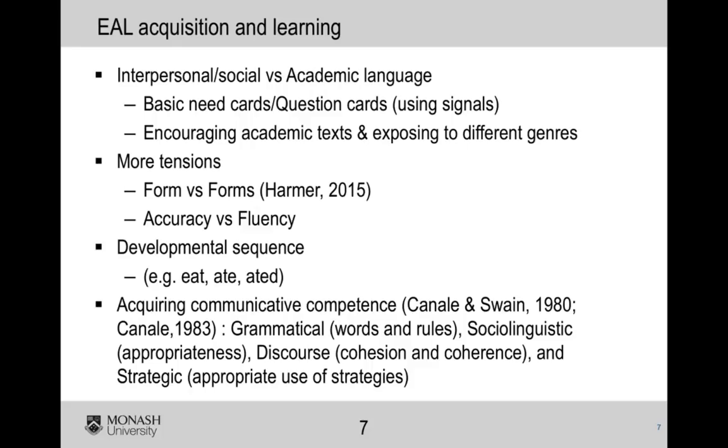So for example, if you're having a conversation and the conversation breaks down, what strategies do you use to start it up again? How do you self-correct? These sorts of things. So we'll talk more about this, but they give this model for the idea of what it means to be communicatively competent, and this is really what language consists of. It consists of the words and the rules. It consists of being able to use the language appropriately in certain circumstances and contexts. It also is being able to use language in a coherent and cohesive way, so being able to put it in a structure. And finally, to use it strategically, so using a range of strategies to interact.